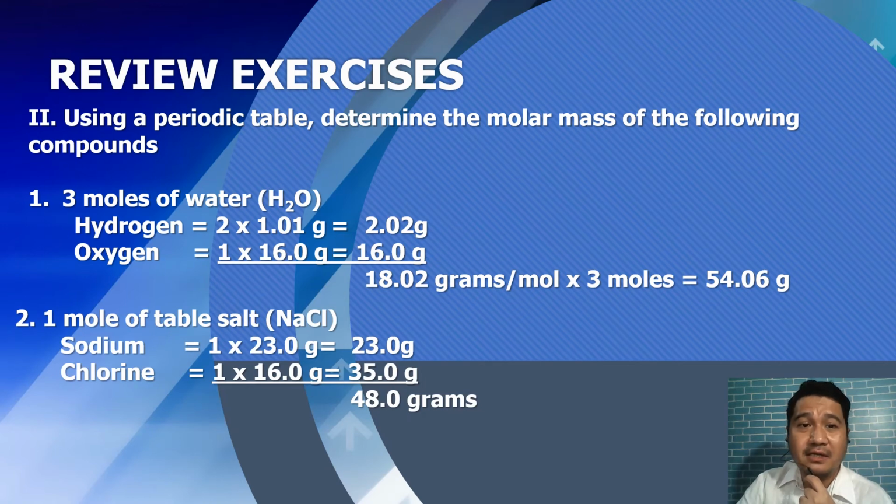Okay, for number 1, 3 moles of water is equal to 18.02 grams. That is per mole. So since the given is 3 moles, we need to multiply it by 3. So 3 moles of water is equal to 54.06 grams. In number 2, 1 mole of table salt is equal to 48 grams. Did you get the same answer?